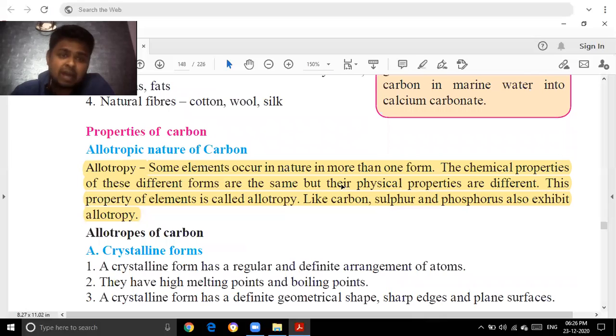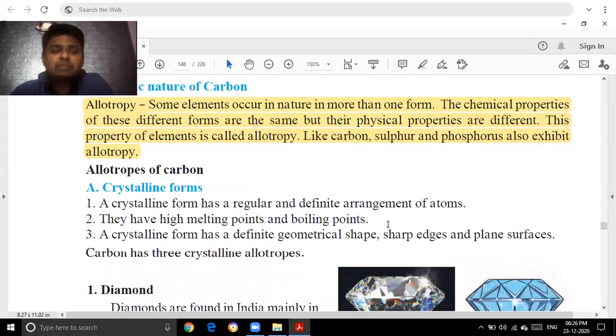Example, carbon. So carbon is found in different forms like diamond, graphite. Phosphorus is found in different forms, red phosphorus, okay, white phosphorus. Then we have sulphur. Sulphur is also found as rhombic sulphur, monoclinic sulphur. Like that, different forms are there.